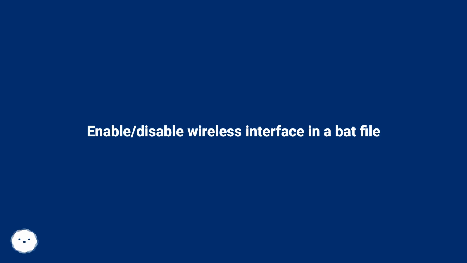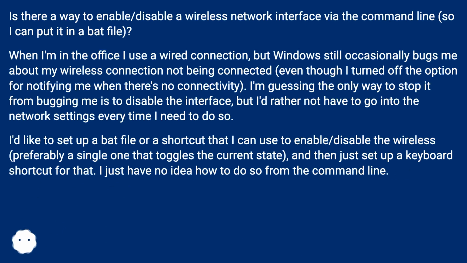Enable/disable wireless interface in a BAT file. Is there a way to enable/disable a wireless network interface via the command line, so I can put it in a BAT file? When I'm in the office I use a wired connection, but Windows still occasionally bugs me about my wireless connection not being connected, even though I turned off the option for notifying me when there's no connectivity.